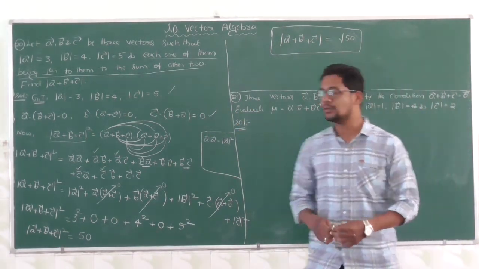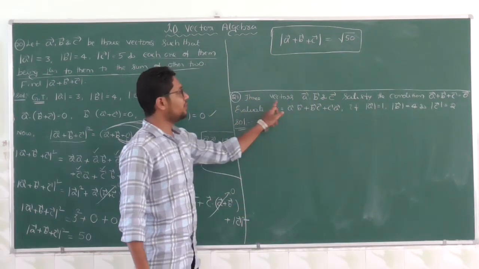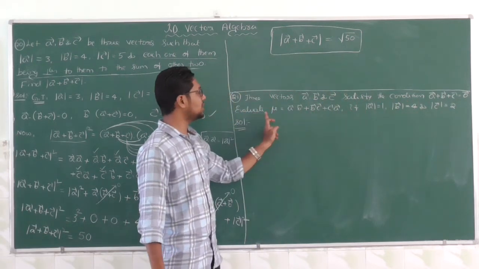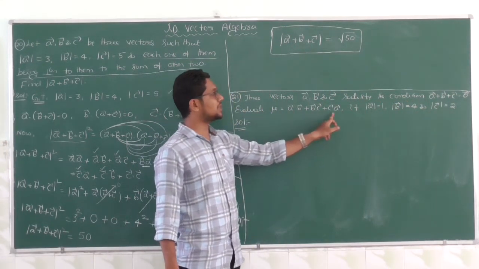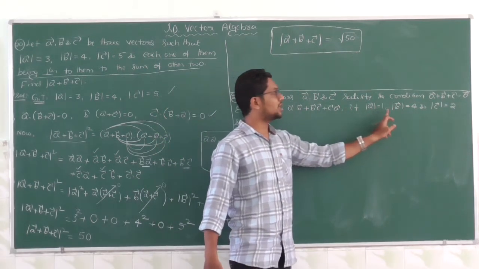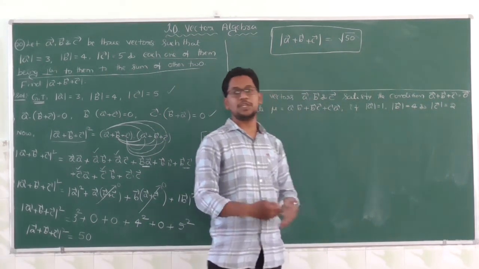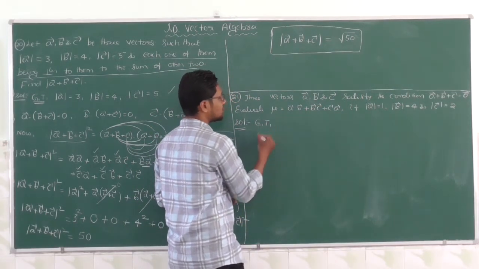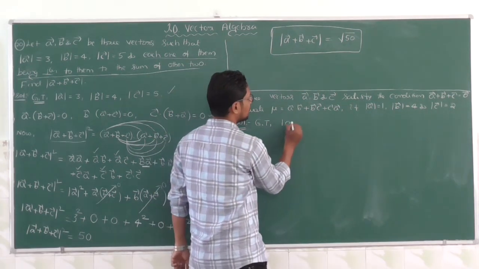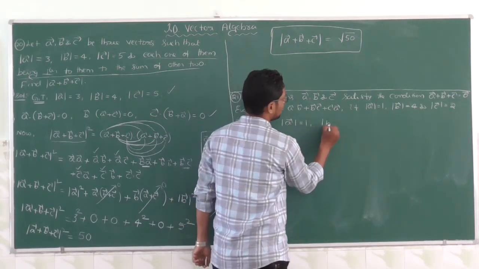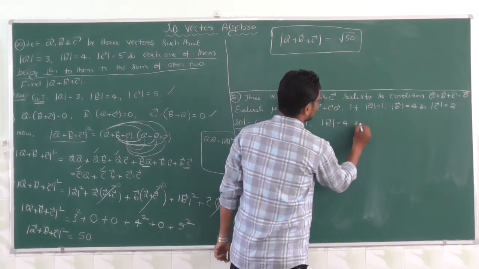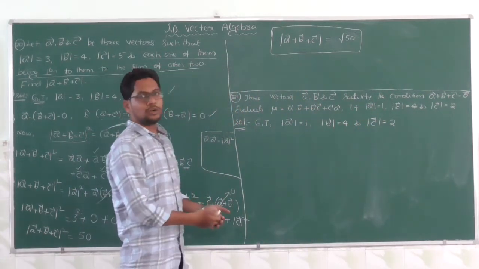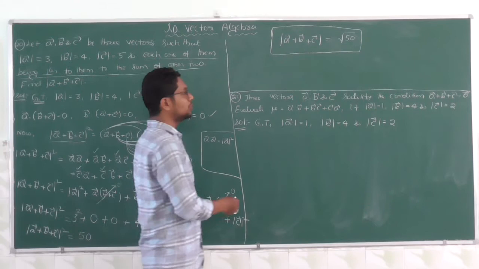Okay. Similarly, we have one more problem. Three vectors A, B, and C satisfy the condition. Evaluate A dot B plus B dot C plus C dot A, if magnitudes are given. Find this. First write down the given things. Given that magnitude of A equals 1, magnitude of B equals 4, and magnitude of C equals 2. Next, one more thing is given.